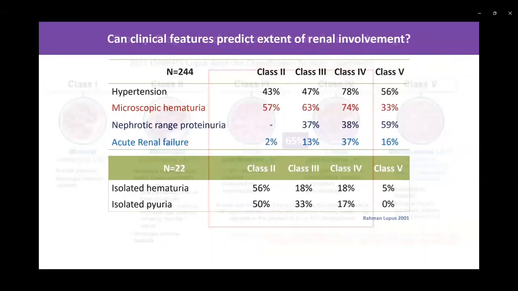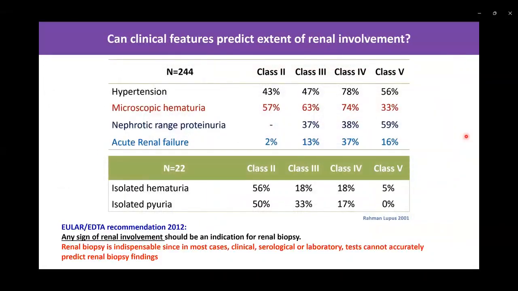Having said that, it is important to recognize that a kidney biopsy is indispensable since in most cases, clinical, serological, or lab tests cannot accurately predict the kidney biopsy findings. And there have been many studies showing that the clinico-histopathological correlation of lupus nephritis is often inaccurate. Sometimes patients with class 3 and class 4 severe proliferative lupus may also present with seemingly benign urinary findings.